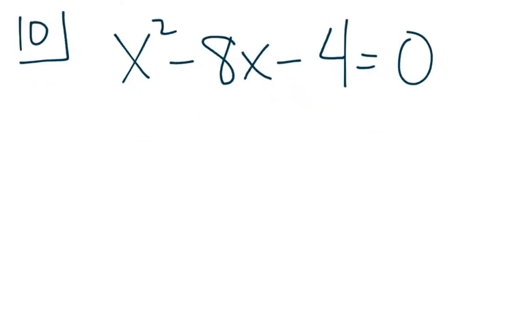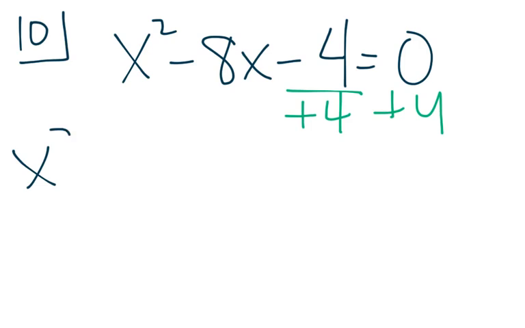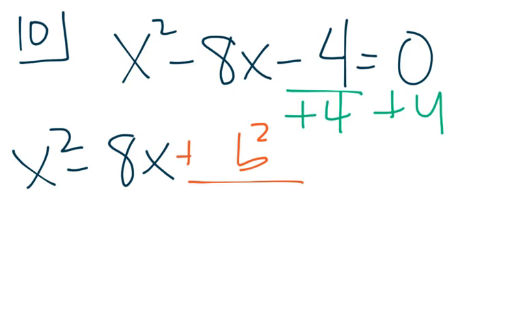Let's take a look at number 10. So we already have a number over here, but we want to make sure that this is a perfect square trinomial on the left side. So first we're going to bring this over to the other side of the equal sign. So we have x squared minus 8x, and we're going to leave a blank for whatever b squared is, equals 0 plus 4, which is 4, and we're going to eventually add b squared to this.